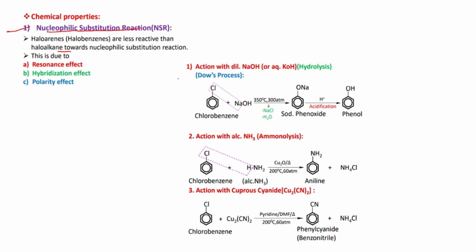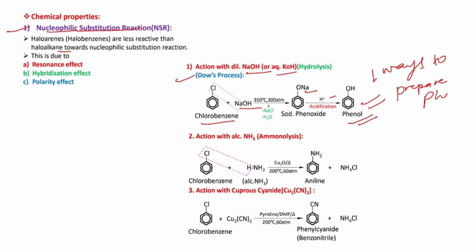So first one के छ, reaction with dilute NaOH or aqueous KOH. So when chlorobenzene reacts with NaOH, it replaces the Cl and ONa gets attached with the benzene ring, and after the acidification with H plus ion it gives OH, यो भनेको phenol. So यहाँबाट हामीले के गर्न सक्छौं कि from chlorobenzene we can prepare phenol. So हामीले phenol च्याप्टरमा यो पनि एउटा one of the ways to prepare phenol भनेर पढ्छौं.